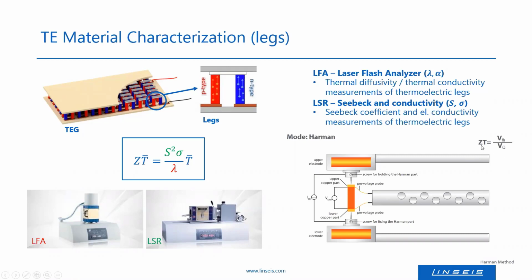An advantage of this Harman method is that the measurement error is smaller due to only one measurement. With several measurements of the Seebeck coefficient, the conductivity, and the thermal conductivity, the errors of each single measurement add up, so the error will get larger. However, the disadvantage of the Harman method is that one can only measure good thermoelectric materials and only up to 400 degrees Celsius.